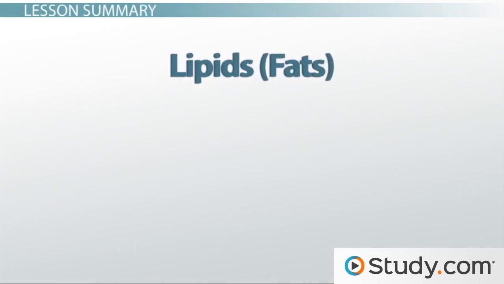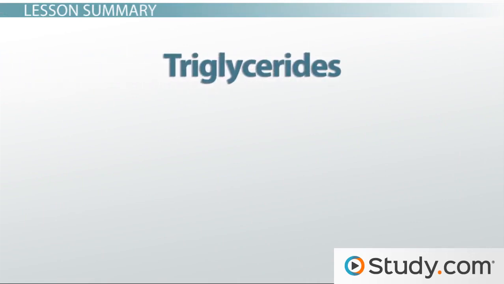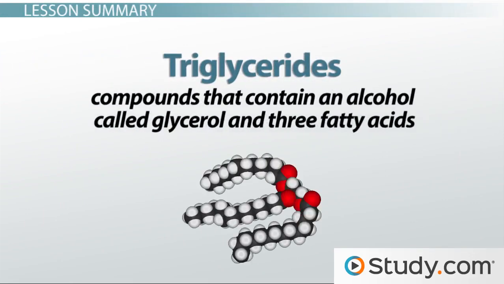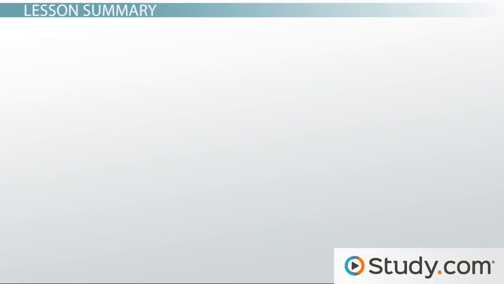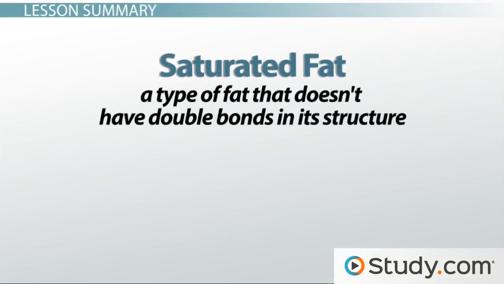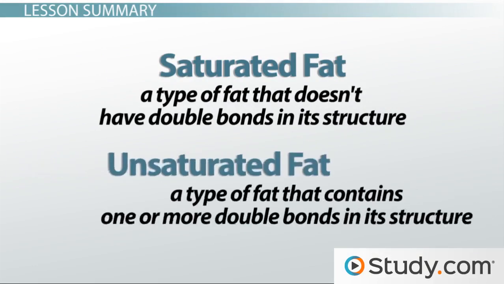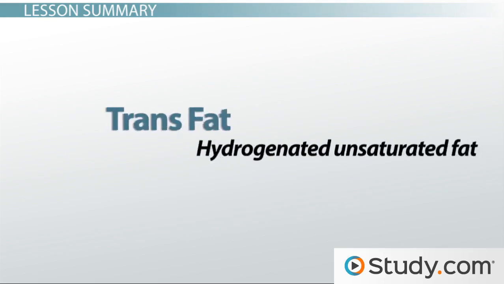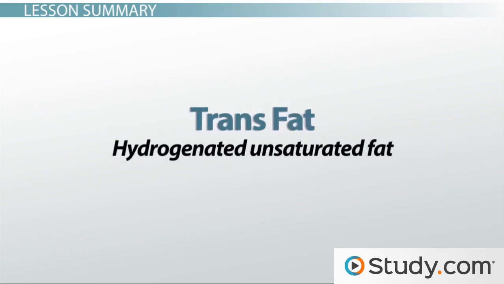In summary, fats are more technically called lipids. Most of the different fats that we eat are called triglycerides, which are compounds that contain an alcohol called glycerol and 3 fatty acids. The fats we consume are grouped as saturated fat, a type of fat that doesn't have double bonds in its structure, unsaturated fat, a type of fat that contains one or more double bonds in its structure, or trans fat, which is hydrogenated unsaturated fat.